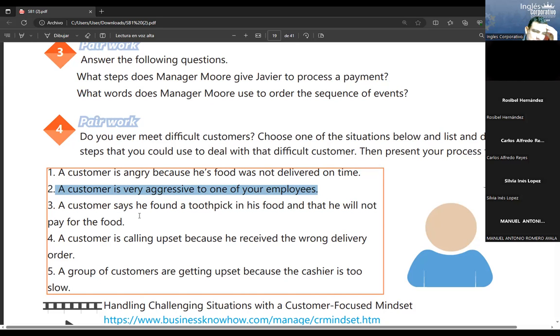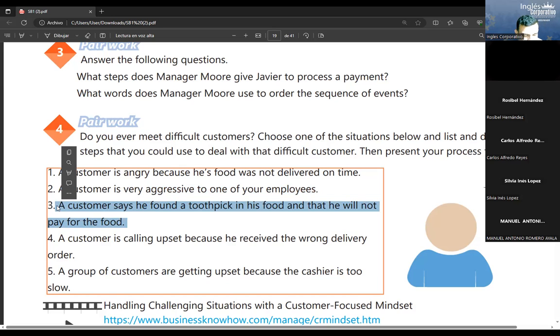Number three: a customer says he found a toothpick in his food and that he will not pay for the food. ¿Qué haría? What would you do if you're the waitress or the manager? First, I apologize. Excellent. Second, I try to change the food. Okay, good. And would you charge, le cobraría, or would it be free? No, I charge. Because I change the food. Okay, good.